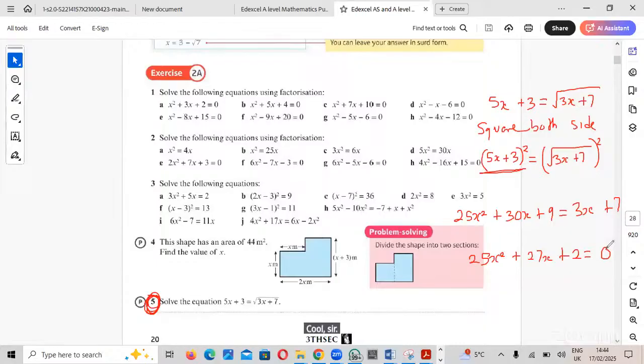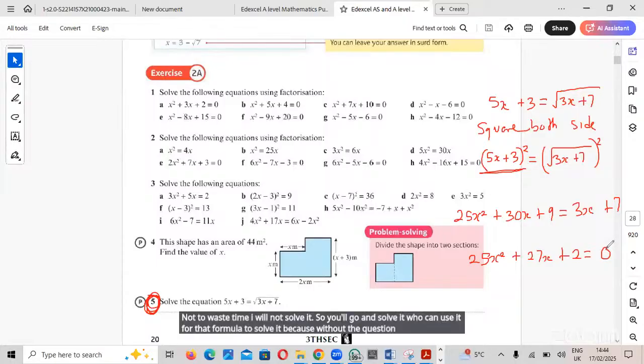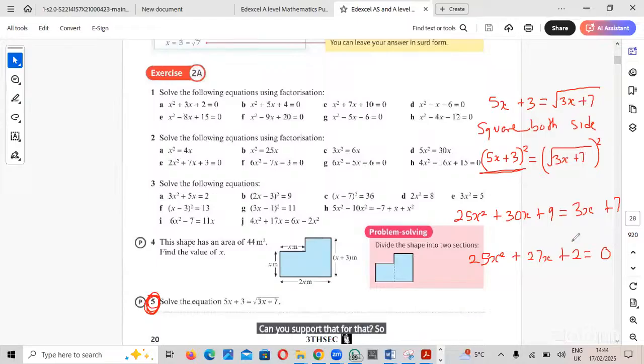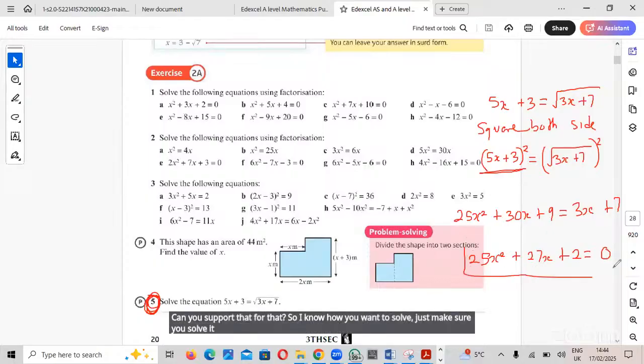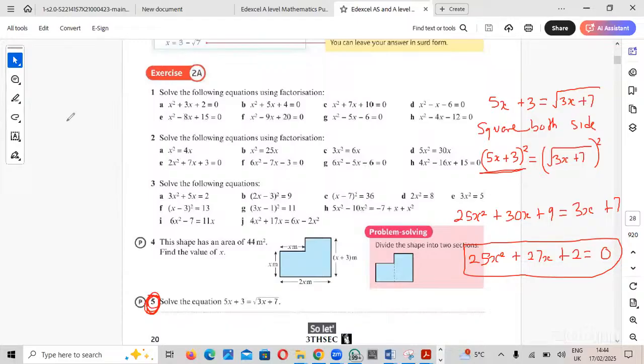So you can now see that it has turned into a quadratic equation. Are you hearing me? Yes, sir. So in order not to waste time, I will not solve it. Just go and solve it. You can use the quadratic formula, or you can use the completing the square method. Anyhow you want to solve it, just make sure you solve it and get the answer. It's going to come out in your exam. So let's move on.